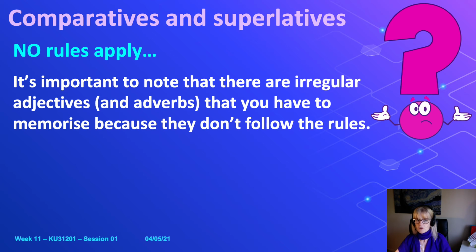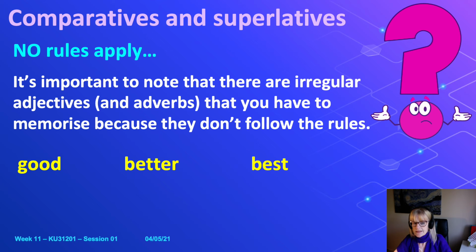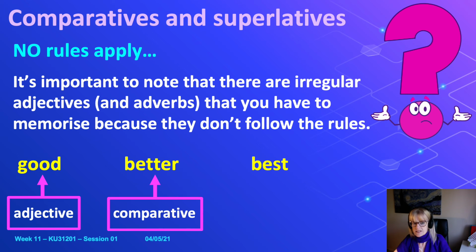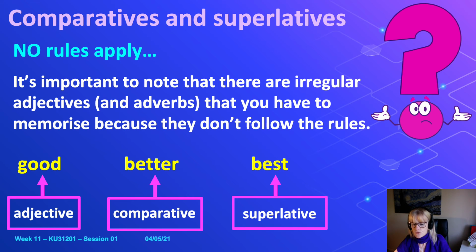And then, of course, because it's English, there are some irregular adjectives that don't follow the rules, and we just have to know what they are. So the first example is good. In English, we don't say gooder and goodest because that's not how we speak. So if our adjective is good, the comparative is better and the superlative is best. So we say good, better, best. And there's no rule for that one, we just need to know it.